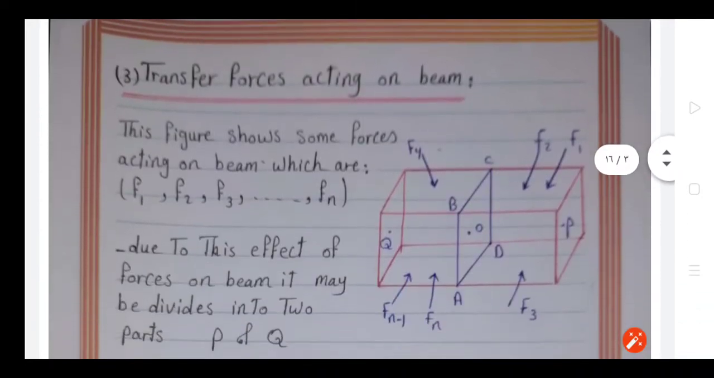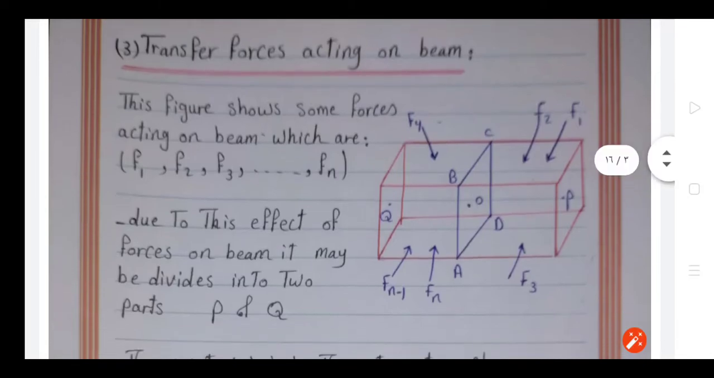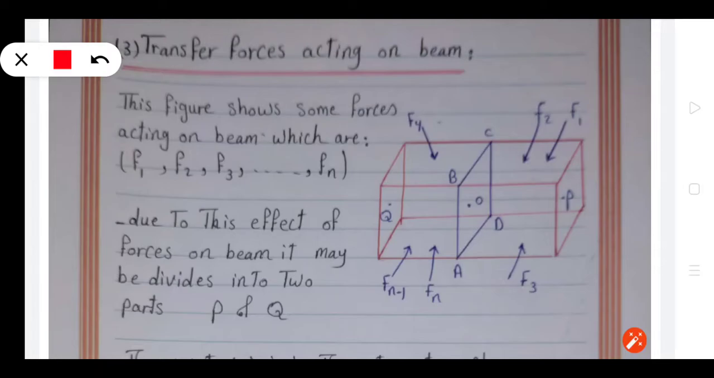Now, transfer of forces acting on a beam. Let's say we have a beam BOQ. We have three parallel faces. Let O be on the surface which divides the beam into two parts, B and Q, which are called A, B, C, D.